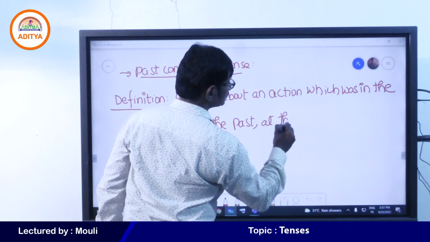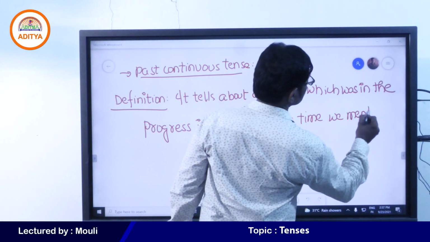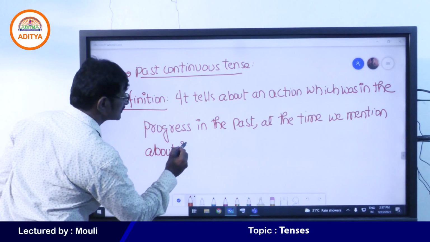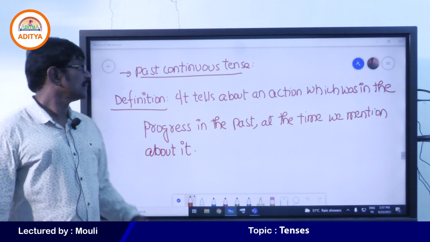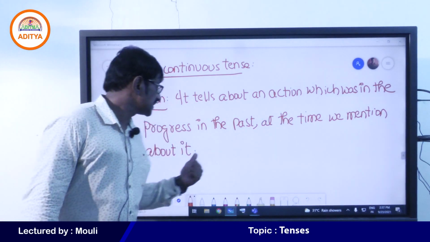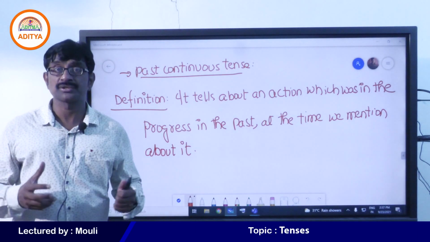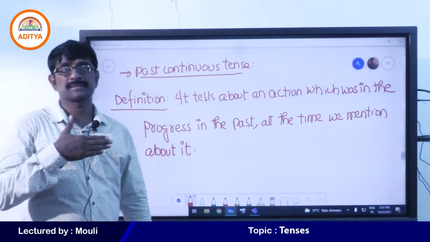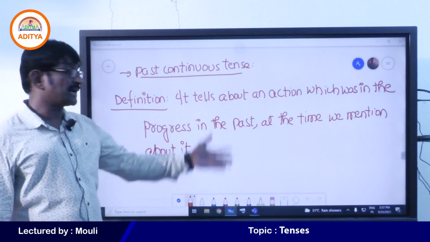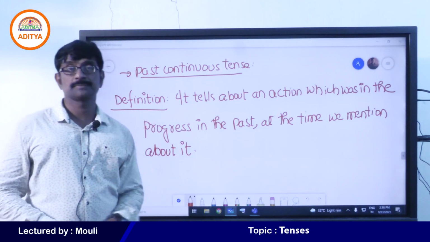at the time we mention it. Like this, students. It tells about an action which was in progress in the past at the time we mention it. When we mention an action, it should be in progress in the past, that is past continuous tense. If you write down this definition, we'll take the next step, students.